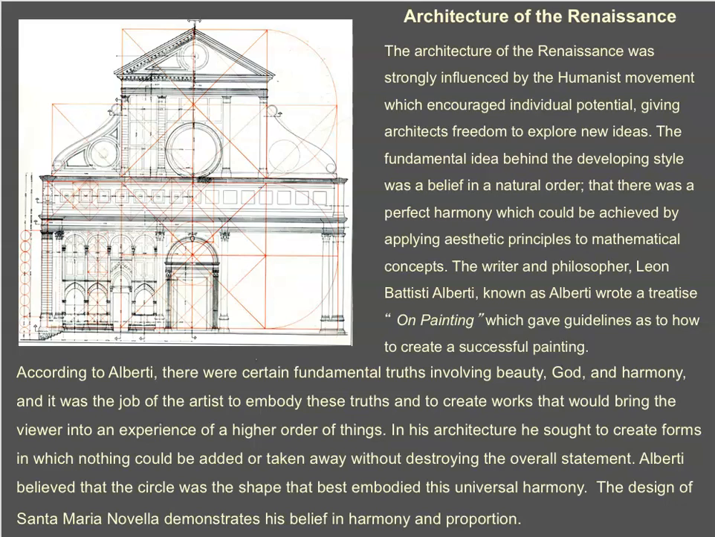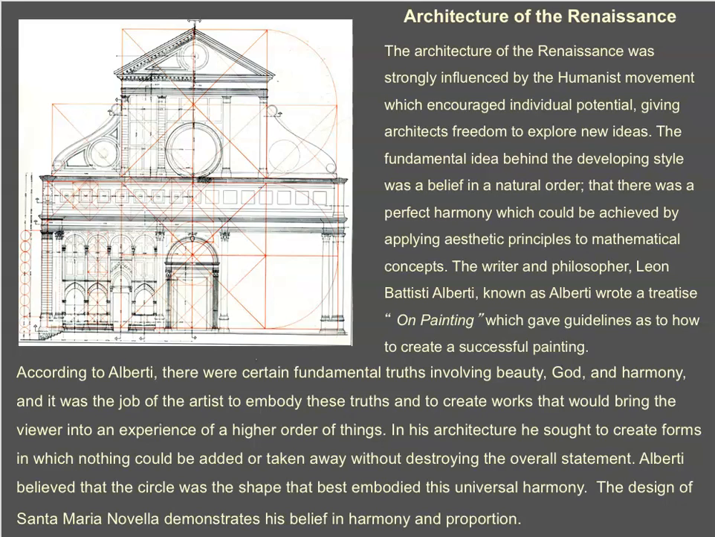According to Alberti, there are certain fundamental truths that involve beauty, God, and harmony. And the job of the artist is to embody these truths and to create works that would bring the viewer into an experience of some kind of a higher order of things. In his architecture, Alberti sought to create forms in which nothing could be added or taken away without destroying the overall statement. Alberti believed that the circle was the shape that best embodied this universal harmony.